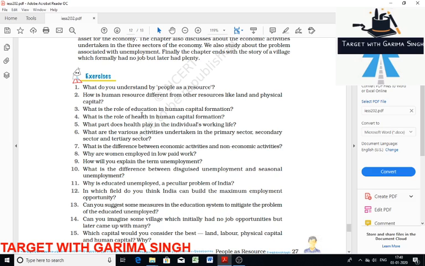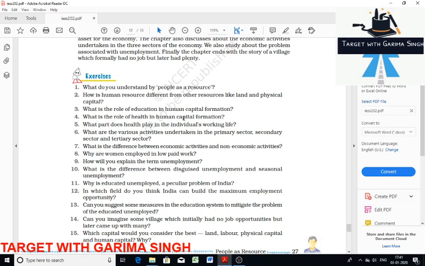Next is, what is the role of education in human capital formation? Education is the most important component of human resource development. Proper education and training enable the formation of human capital. An educated population is an asset, a resource. Education enhances the quantity and quality of individual productivity, which in turn adds to the growth of the economy. It also develops personality and a sense of national conscience among the people, which are important for rapid economic growth.